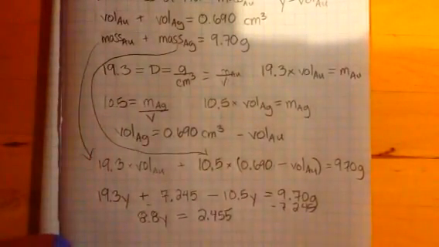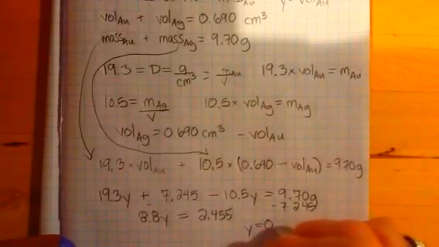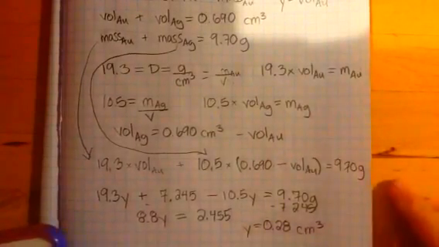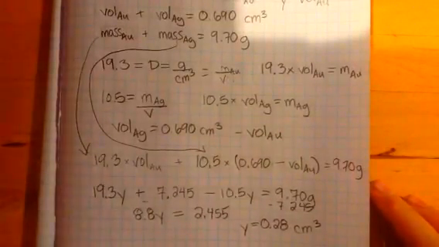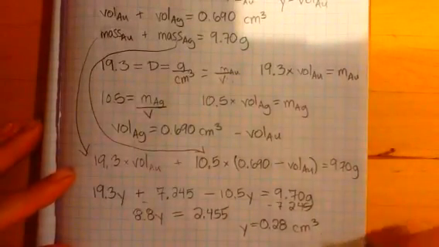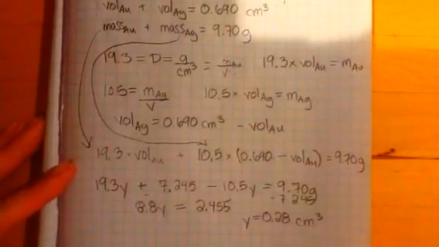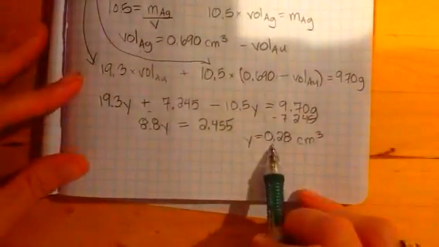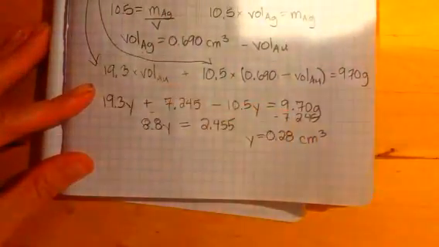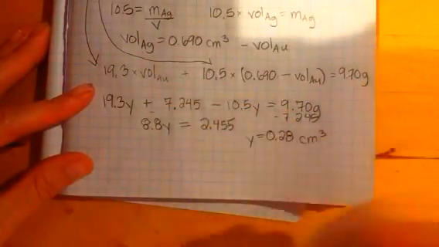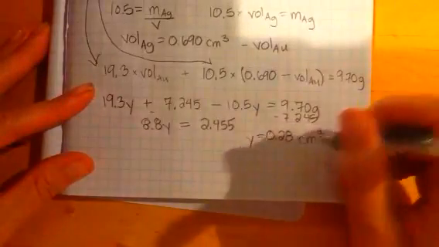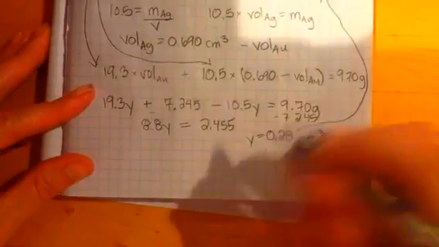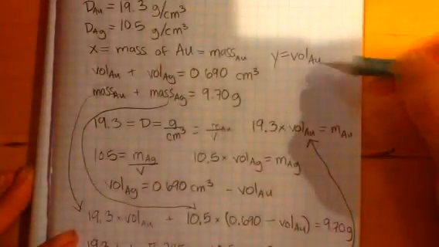So I get y is equal to 0.28 cubic centimeters. Oh, so there we have our y. So that is going to tell us the volume of our gold. If we know the volume of our gold and we know the density of our gold, we can then solve for our mass. So here we can plug this number into here, because remember our y is equal to our volume of gold.